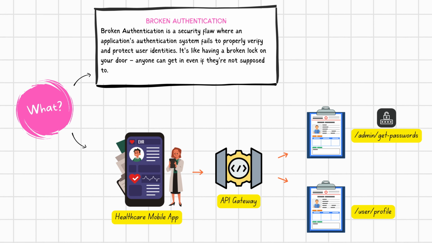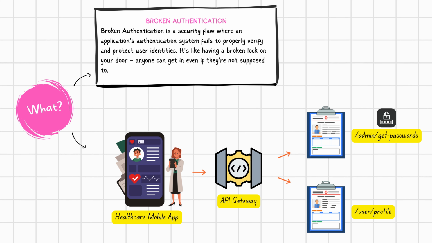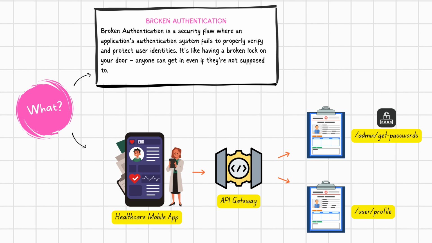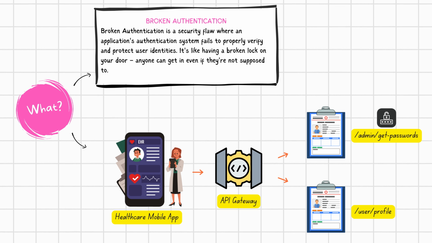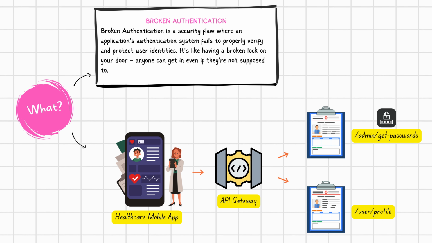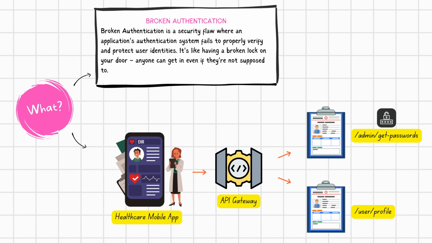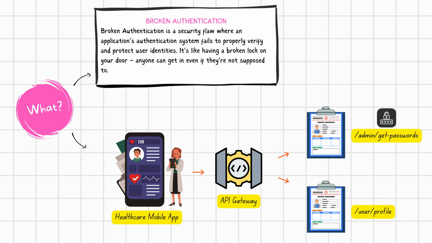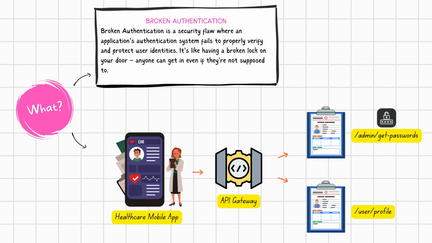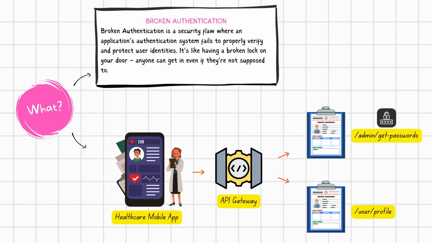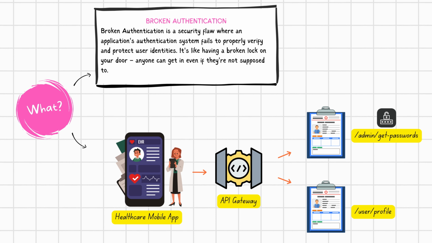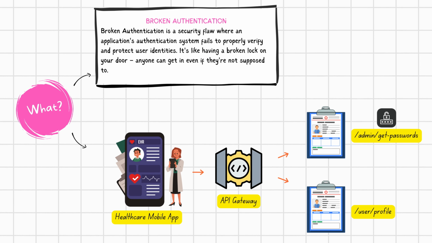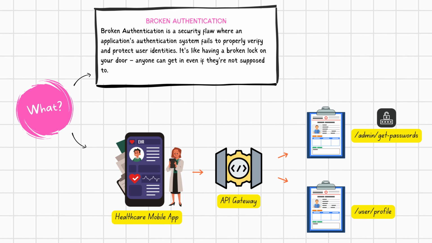So now let's understand what broken authentication actually is. In very simple terms, broken authentication is a security flaw where an application's authentication system fails to properly verify and protect user identities. Suppose you have put a lock on a door of your house, and that lock is not functioning properly, so anyone can get into your house even though they are not supposed to enter.